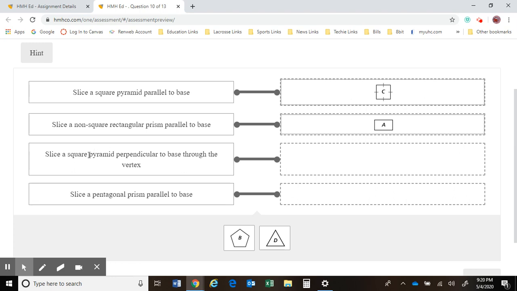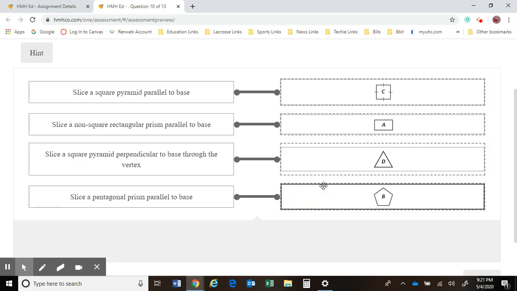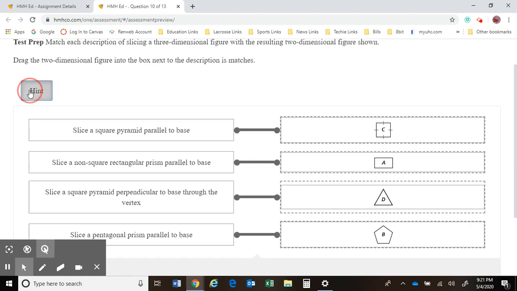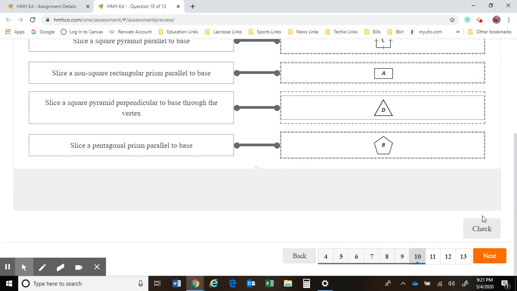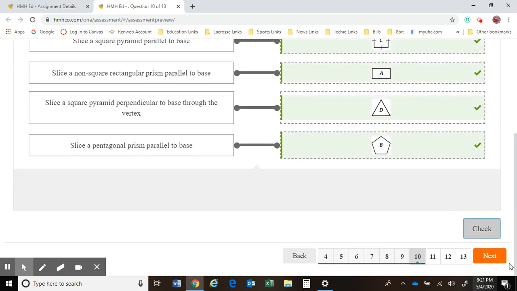You're going to get a rectangle, right? Slice a square pyramid perpendicular to the base through the vertex. And of course, you're going to get a triangle. We actually just talked about that in the previous problem. And then a pentagonal prism, by process of elimination. But of course, when you slice a pentagonal prism parallel to its base, it's going to create a pentagon. Check them. Of course, you can look at the hints and check. And we're good.